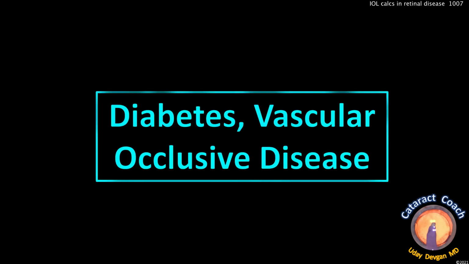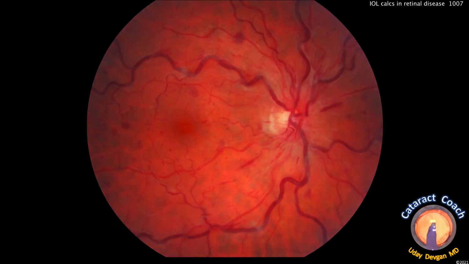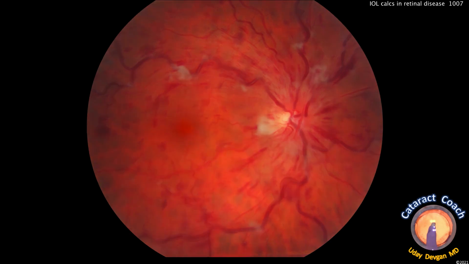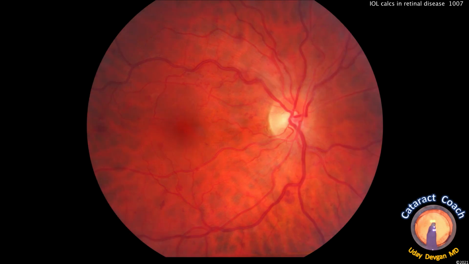For diabetes, vascular occlusive disease, look at this scenario. This is an evolving CRVO, and then slowly it ends up resolving. But it never goes back to perfectly normal. So this is the best case scenario in a CRVO patient.